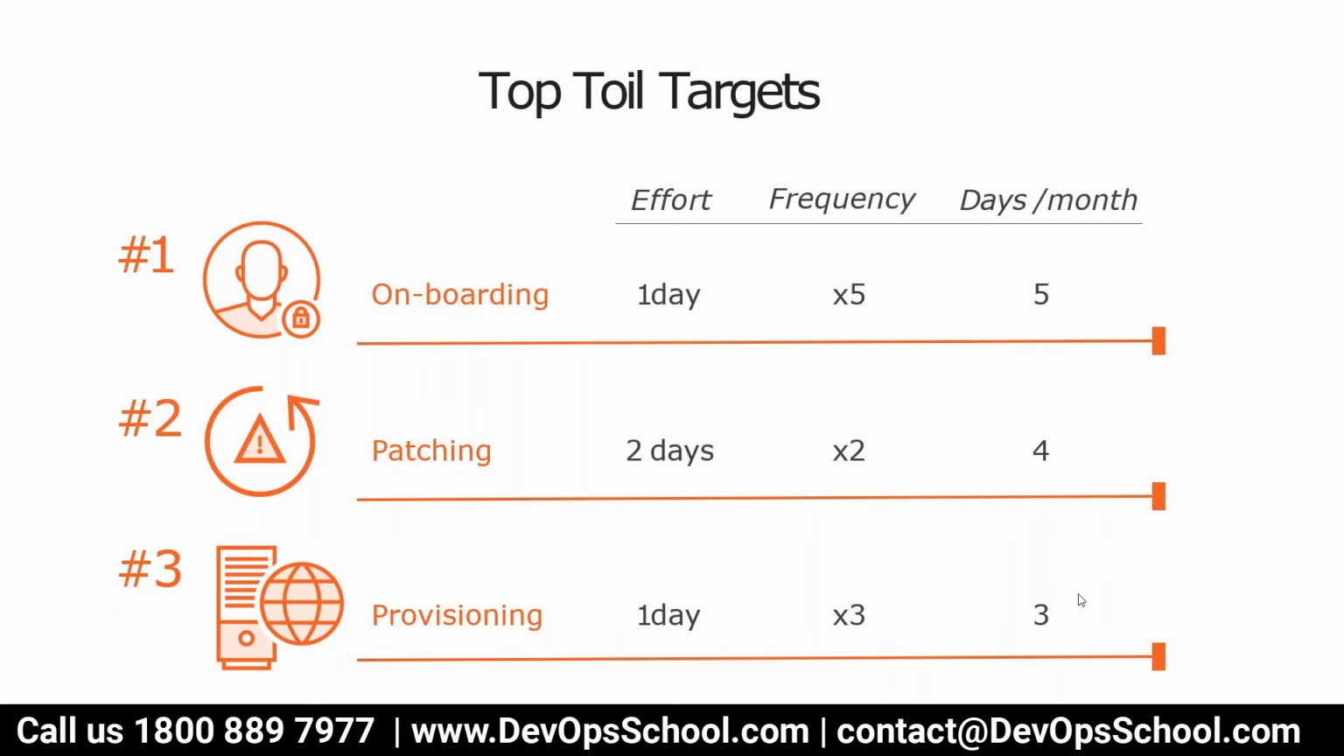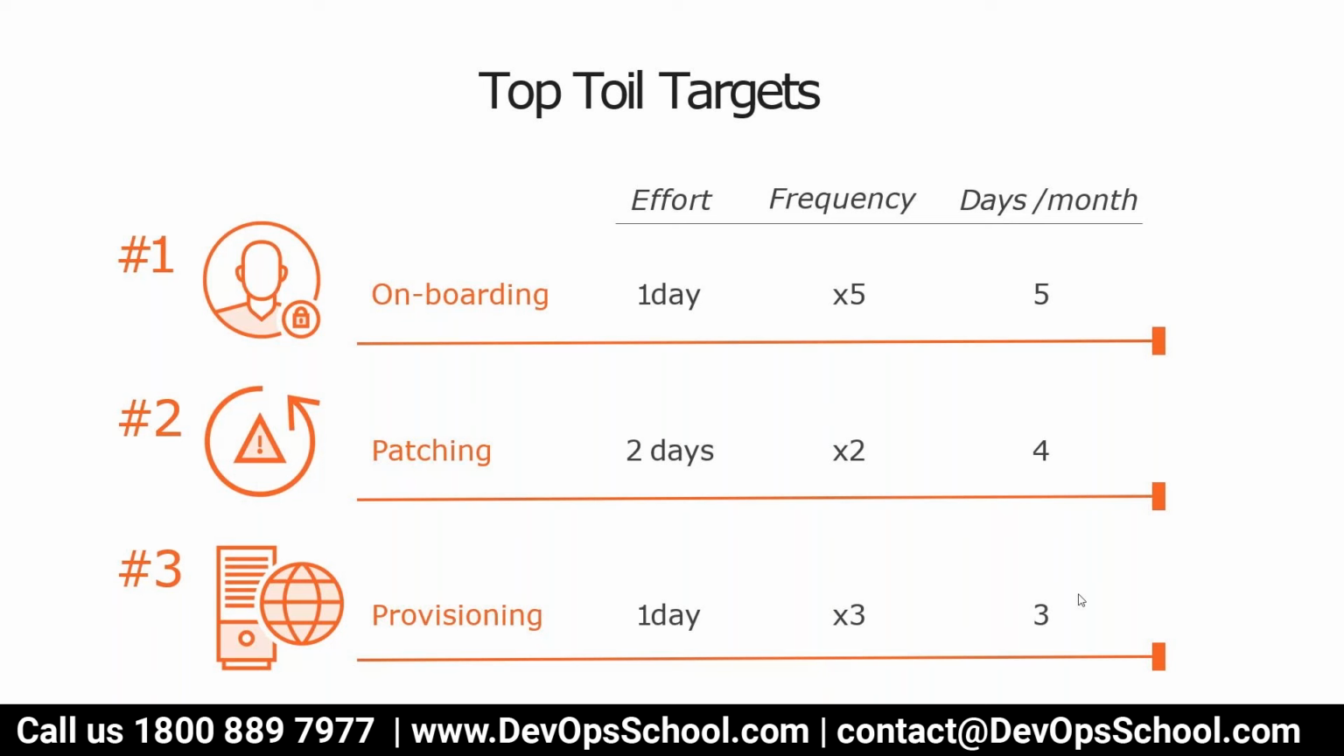So just for a random guess, no need to be 100% right. Let's say you have three toils, and one toil is taking 5 days in a month, the second toil is taking 4 days in a month, the third toil is taking 3 days in a month. Which one will you give priority? Probably the first one, maybe.